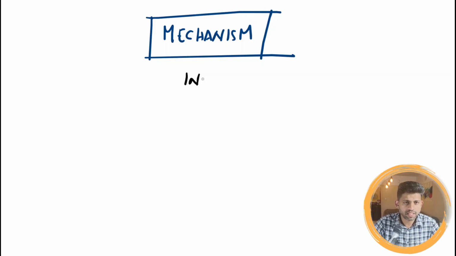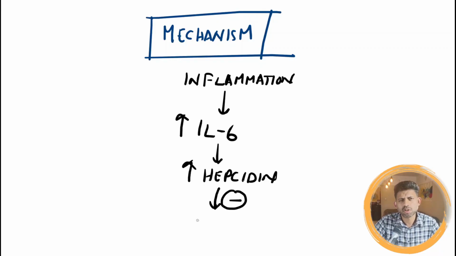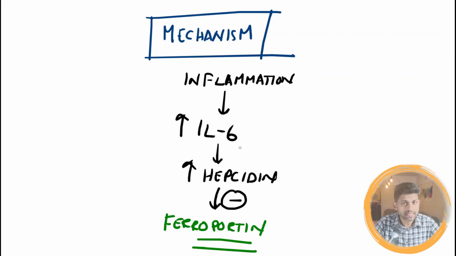In all inflammatory conditions, interleukin 6 is increased, which stimulates the production of hepcidin. And as we had seen in the previous videos, hepcidin inhibits and sort of destroys ferroportin. For us to understand why this mechanism makes body iron unavailable to be used for hemoglobin production, we need to look at iron metabolism in the body.